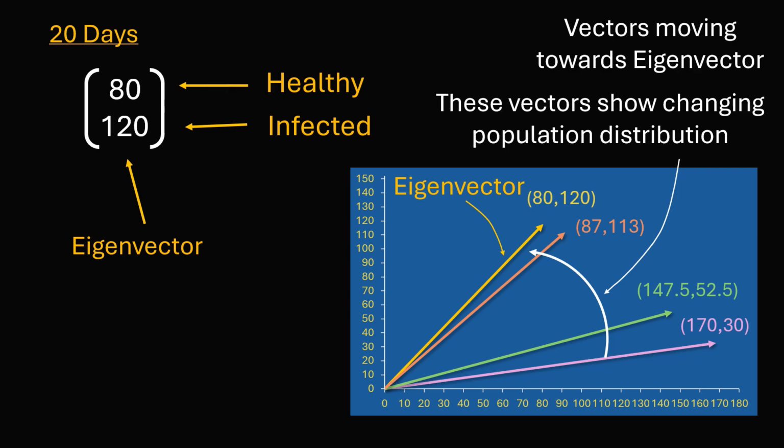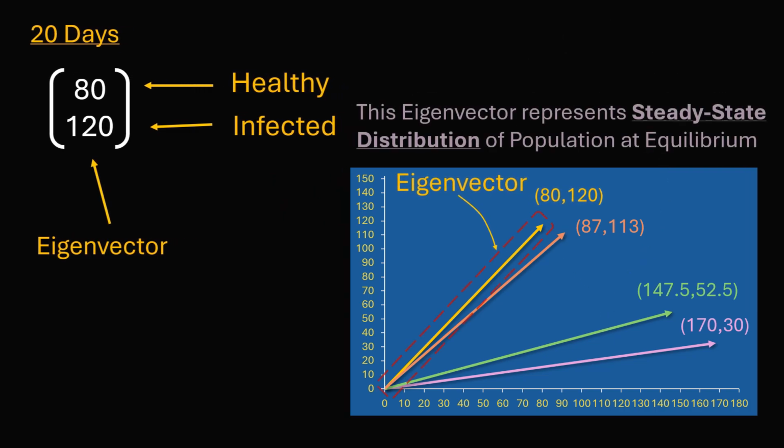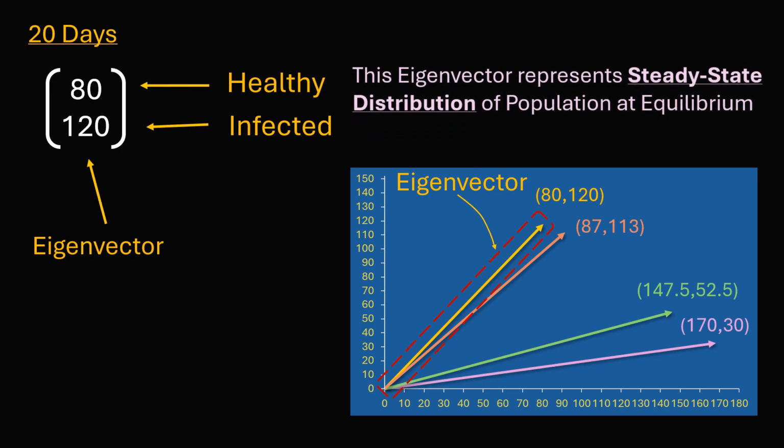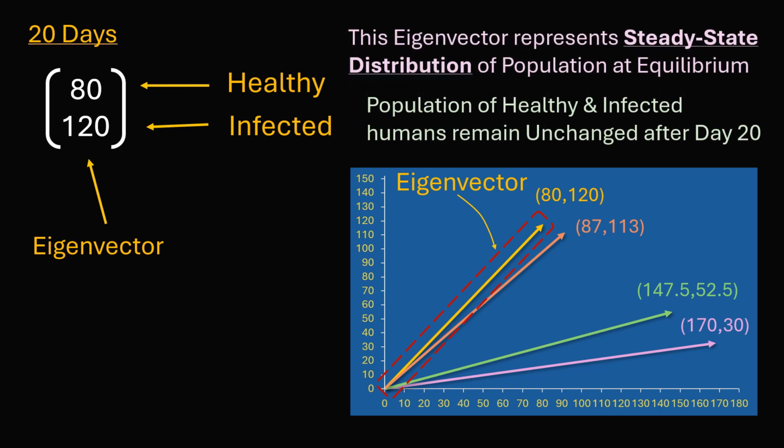And once the equilibrium state is reached, the vector will stop rotating. And the vector at the equilibrium state will be the eigenvector. Because there is no more change in the population distribution after that, as long as the system conditions remain the same. System conditions in this case will be rate of infection and rate of recovery, and no outside influence such as no people leaving the community or no people entering the community. So just to reinforce the point about the eigenvectors, they represent steady state population distribution at equilibrium. And in this case, the eigenvector means that the population distribution remains unchanged after day 20.